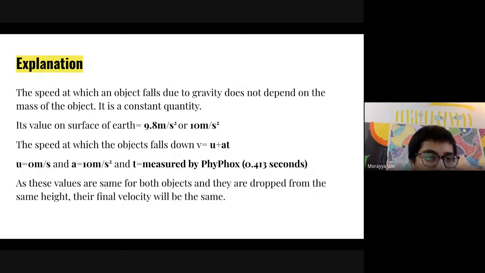In our case, u will be 0 meter per second because I dropped both the balls from rest, and acceleration is 10 meter per second square. The time, which we measured by Firefox, is 0.413 seconds. If you substitute these values in the equation, the answer will be the same for both the objects, regardless of their mass, and the final velocity will be the same. What I want to prove from this experiment is that any object, regardless of its mass, will fall at the same speed in the same conditions as another object.